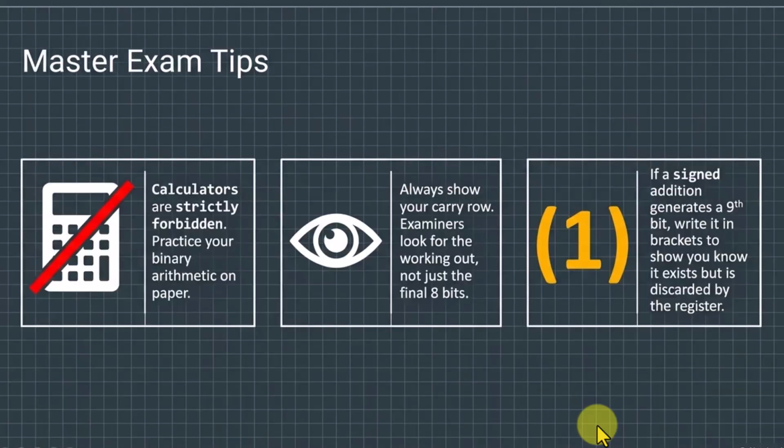And master exam tips. First of all, calculators are not allowed on your exam, so you have to be very careful about that. Learn to do all your calculations on paper. Always write your carry row. Why? Because in IGCSE exams, the method will also be marked, so you will get some marks only because of the method. If you do not write that, you may lose the method mark. And if an addition generates a ninth bit, write it in brackets to show you know it exists, but it is discarded by the register. You have to show that as well.